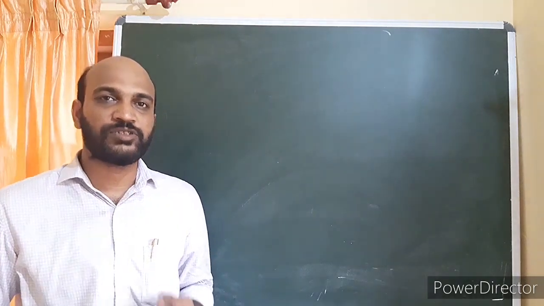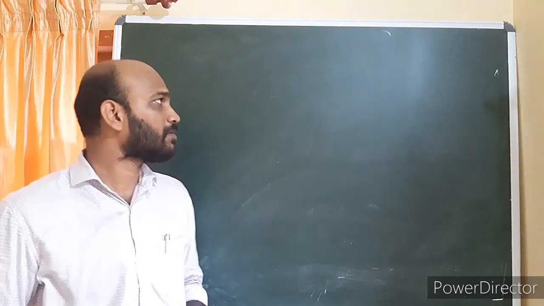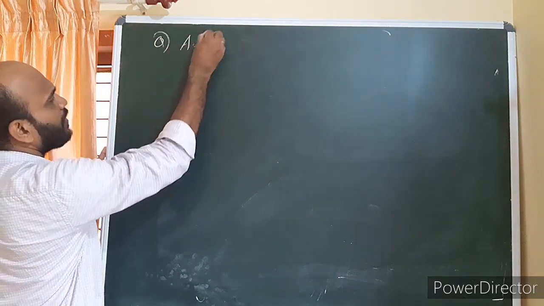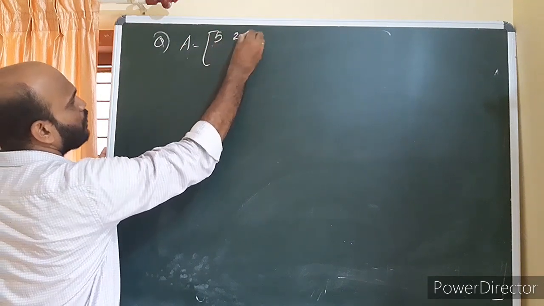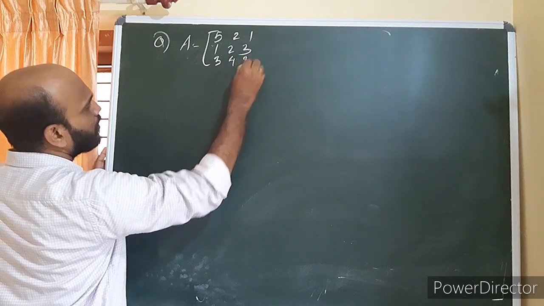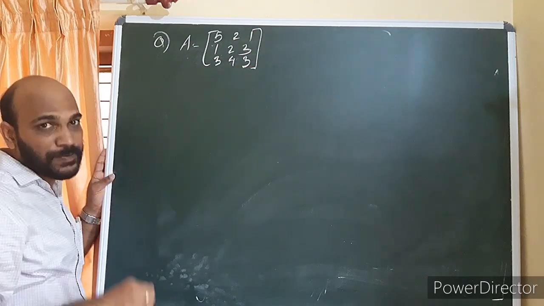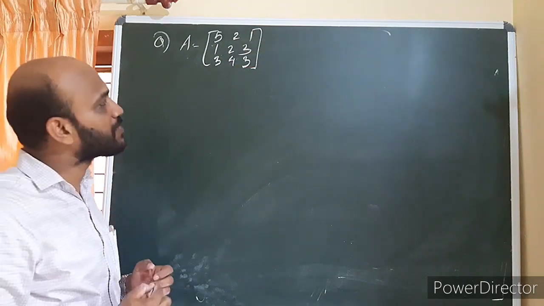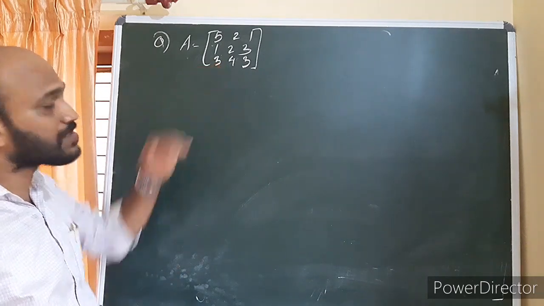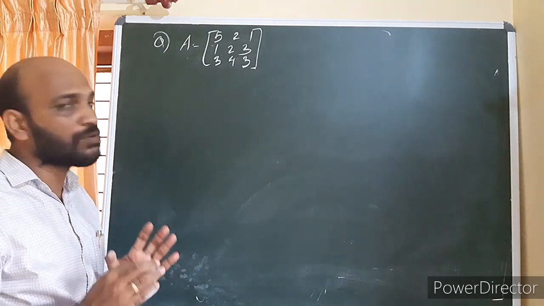Now we can do some questions based on this topic. First question, let A equal to the matrix 5, 2, 1, 1, 2, 3, 3, 4, 3. Question is, express A as sum of a symmetric and a skew symmetric matrix. We want to express A as sum of a symmetric and a skew symmetric matrix.